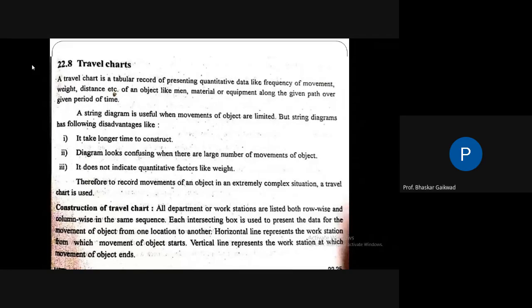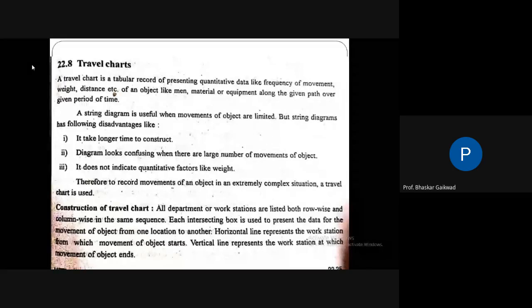Means from stores, if two or three men or jobs are coming out, then it is very difficult to trace the movement of materials or men. So when the number of movements is more, these string diagrams will get confused.